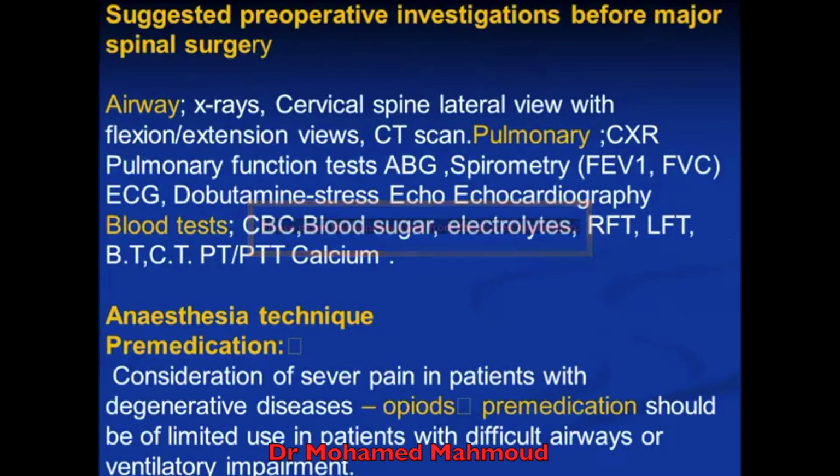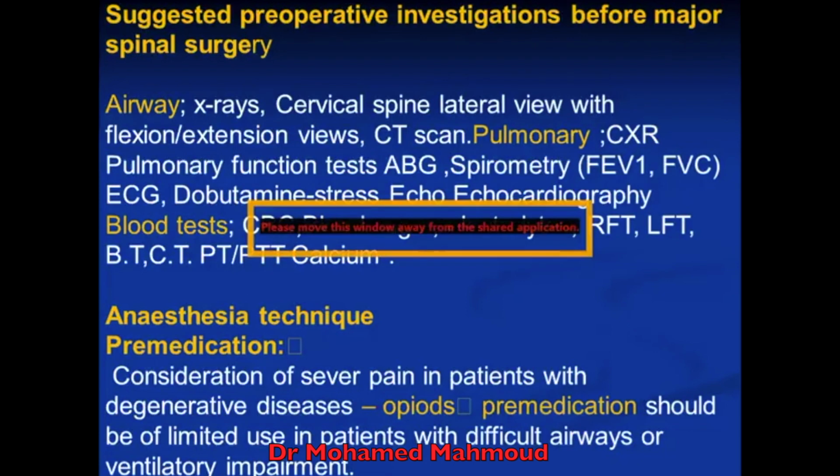We can move to the anesthetic technique. Consideration of the severe pain of the patient with degenerative disease. Opioids as a pre-medication should be of limited use because there is some sort of difficult airway or ventilatory embarrassment for the patient. We should take care with the opioids. I can recommend a very minimal dose if there is a need for sedation.